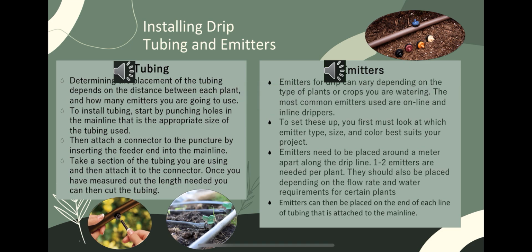Emitters for drip irrigation can vary depending on the type of plants or crops you are watering. The most common types of emitters used are online and inline drippers. To set these up, you first must look at which emitter type, size, and color best suits your project. Emitters need to be placed around a meter apart along the drip line.